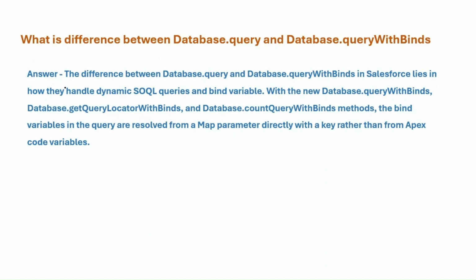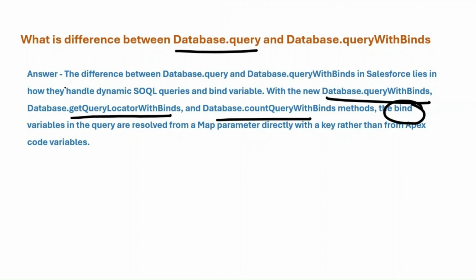There are also a couple of new methods: Database.queryLocatorWithBinds and Database.countQueryWithBinds. These methods are new and are provided to support bind variables more effectively. Bind variables in the query are resolved from a map parameter directly with a key rather than from Apex code variables. So to summarize, you can tell this to the interviewer if you face this question in the interview.